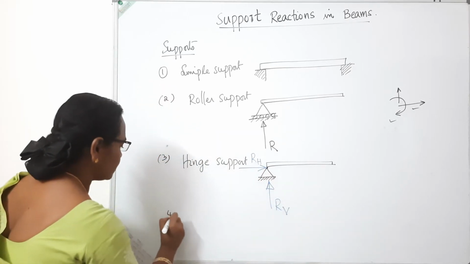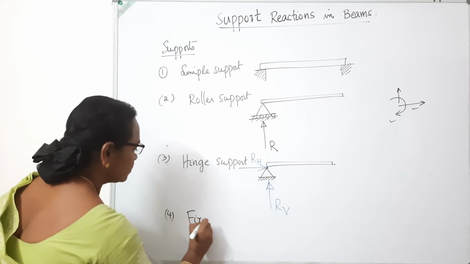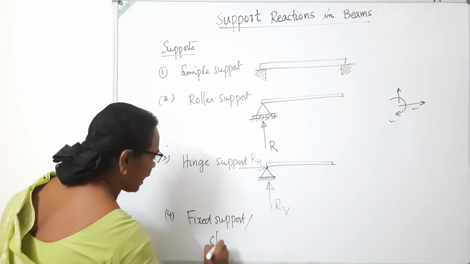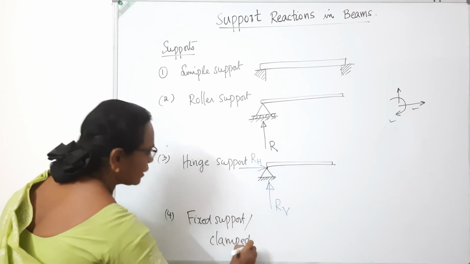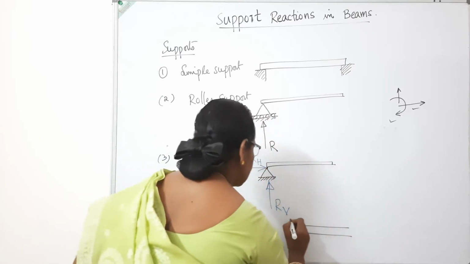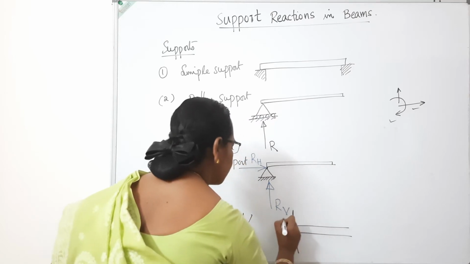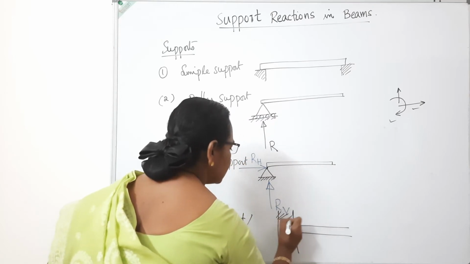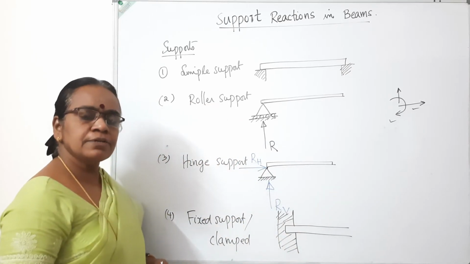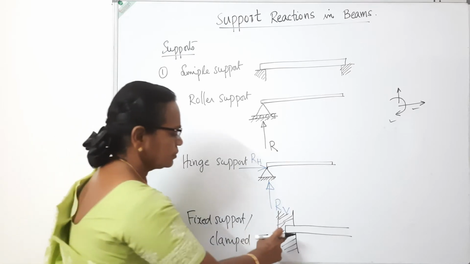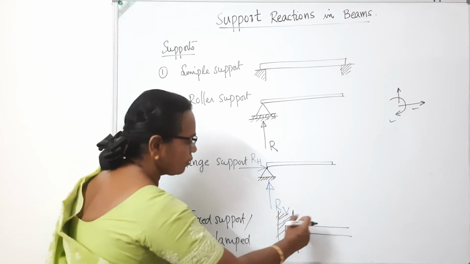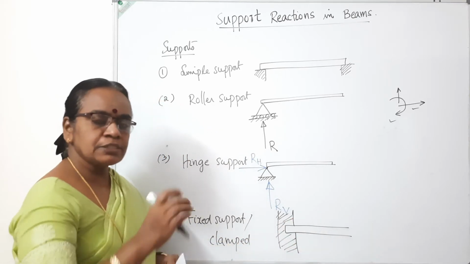Then the fourth type of support is fixed support, or we call it as clamped support. It is usually, say, a beam encased into a wall like this. Normally in residential buildings or in any framed structure, we have encased beams or clamped beams or fixed supports. In a fixed support, the end of the beam will be built into the wall so that it is clamped.